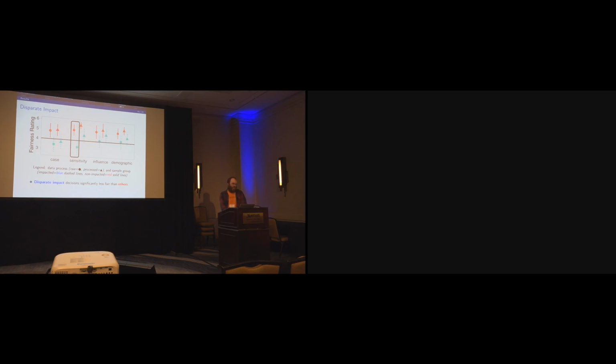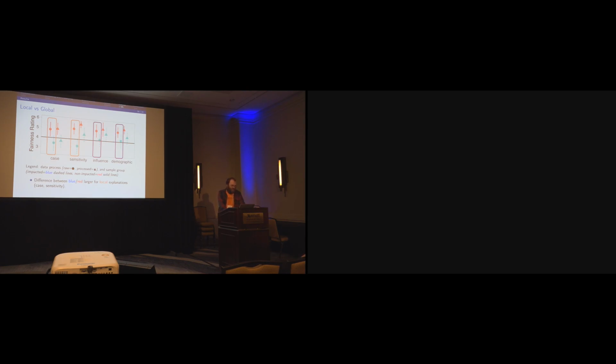Next, the disparately impacted decisions were rated significantly less fair than the others, which we can see because the blue marks are below the red marks of the same shape. And again, I've highlighted an example in the black box here. This indicates that explanation can help testers catch these important cases.